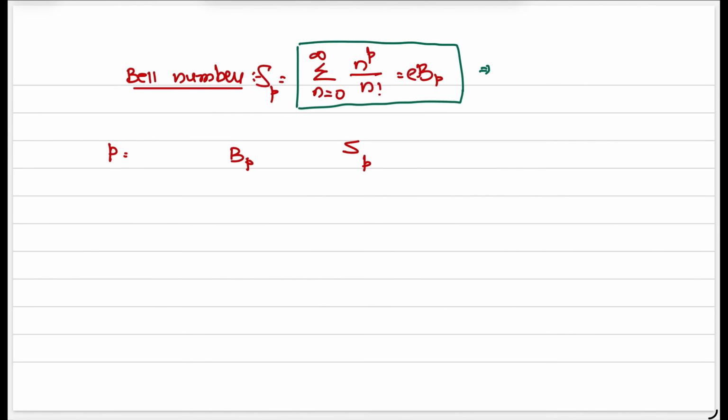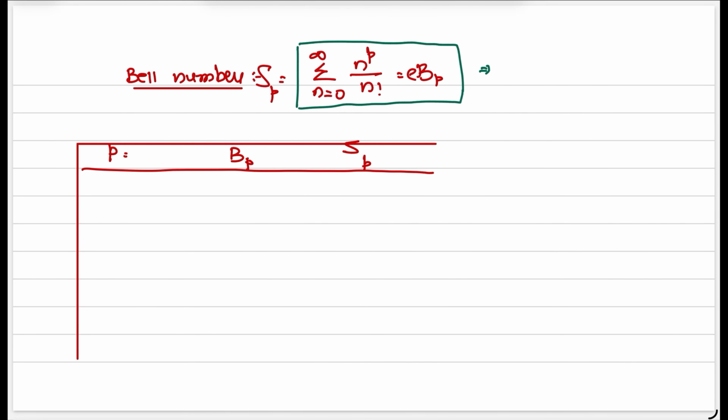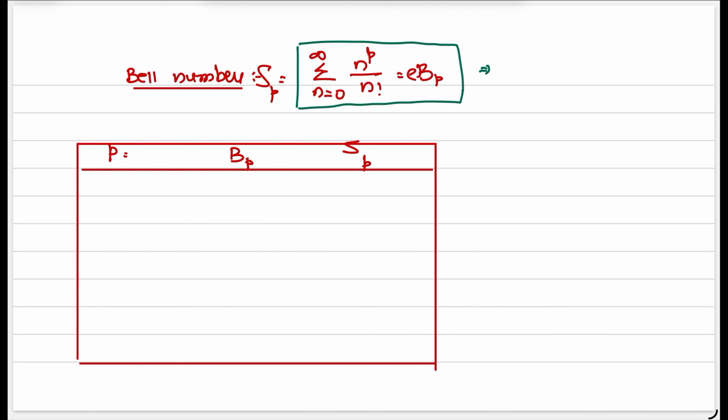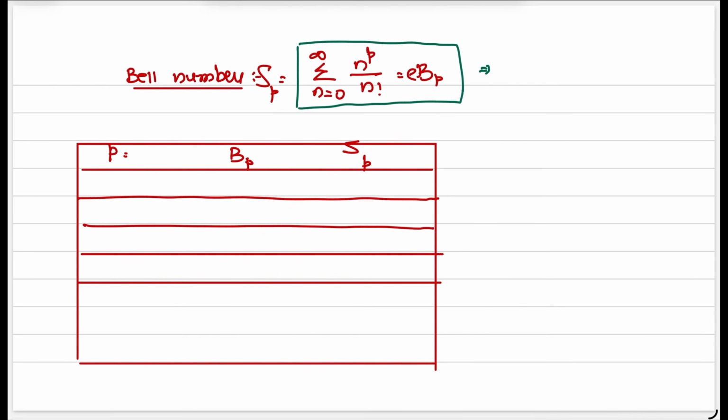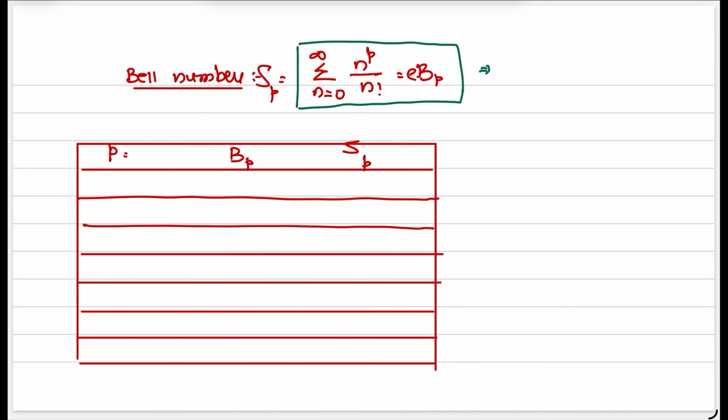We will write for various P. For the remaining values, please calculate the Bell numbers. Now, let us calculate the Bell numbers. We have already calculated for some, and let us list them. You have seen how we got the Bell numbers and how we got the values of the summation.